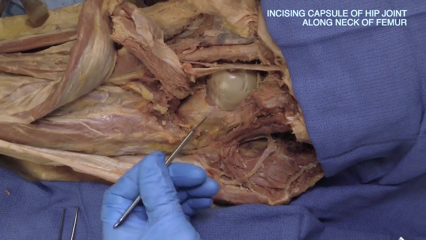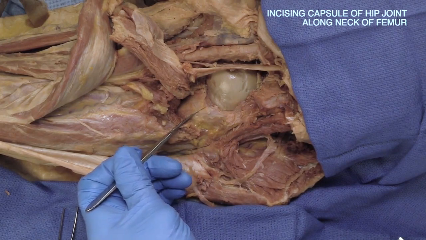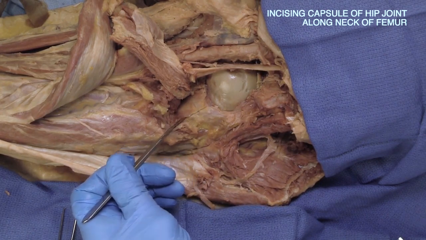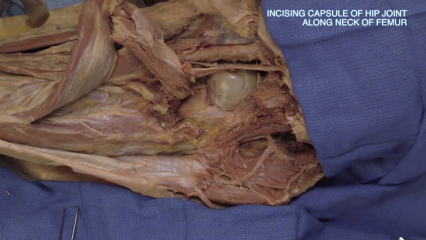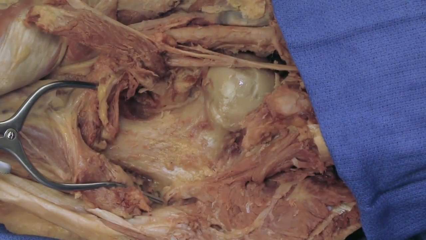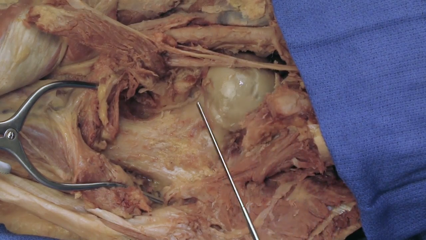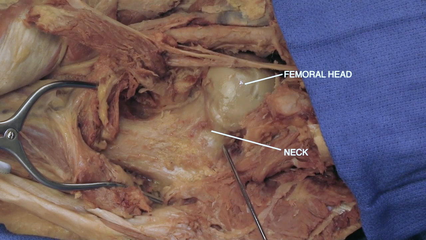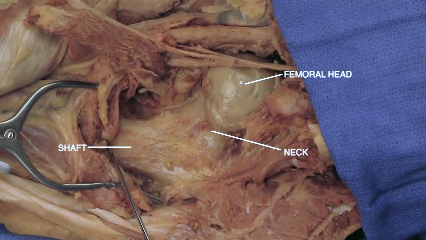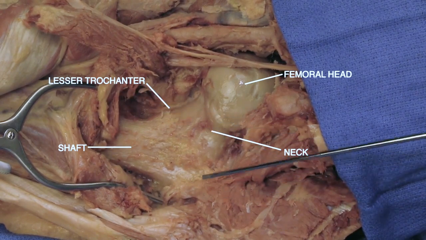We incise the capsule of the hip joint along the neck of the femur. We have removed the anterior portion of the capsule of the hip joint to reveal the proximal femur. We show the femoral head and the neck of the femur, the shaft of the femur, the lesser trochanter, and the greater trochanter.